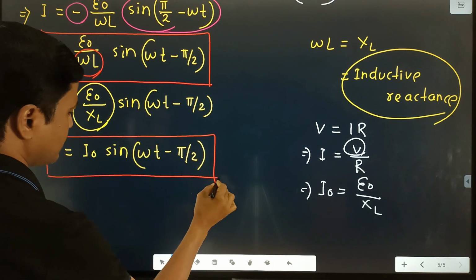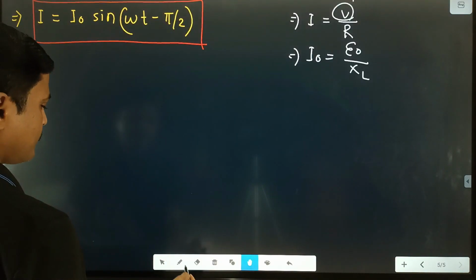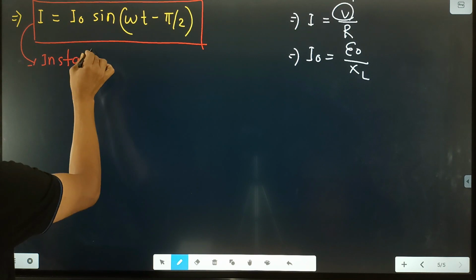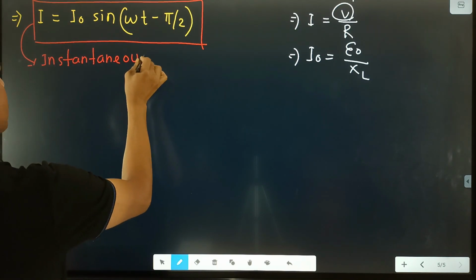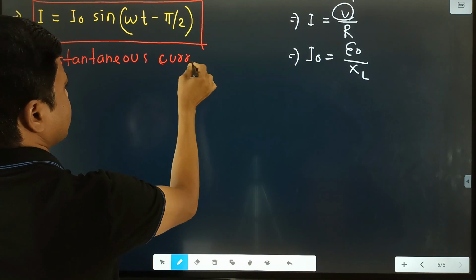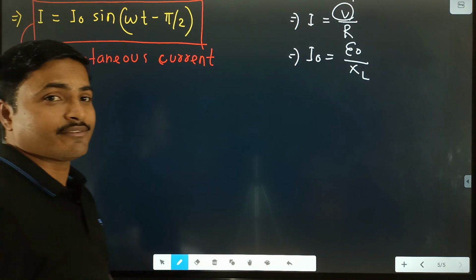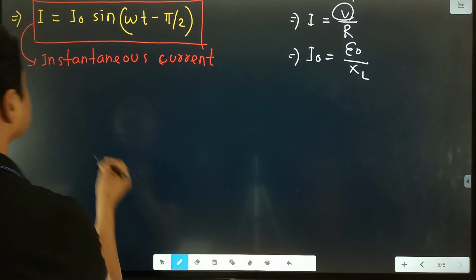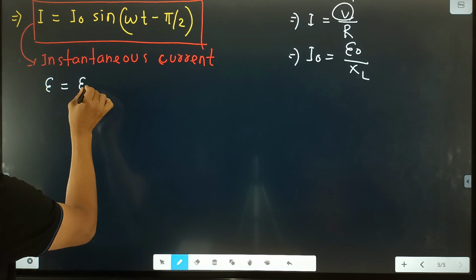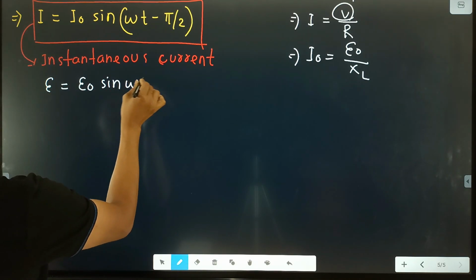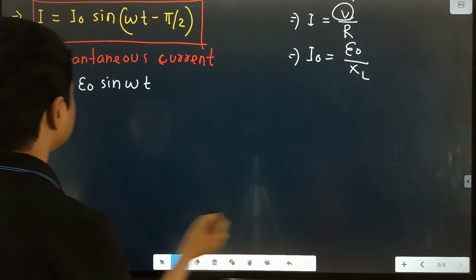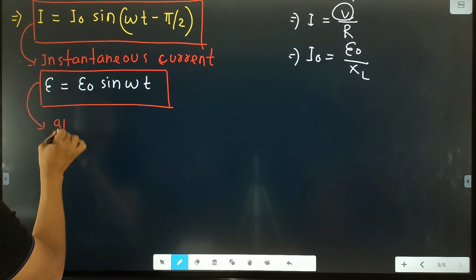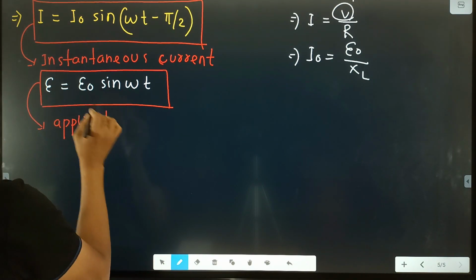And this is the instantaneous current. Clear? And the alternating EMF, the applied EMF, is given. You know the equation of the applied EMF, that is E is equal to E0 sin omega t. This is the equation for the applied alternating EMF.